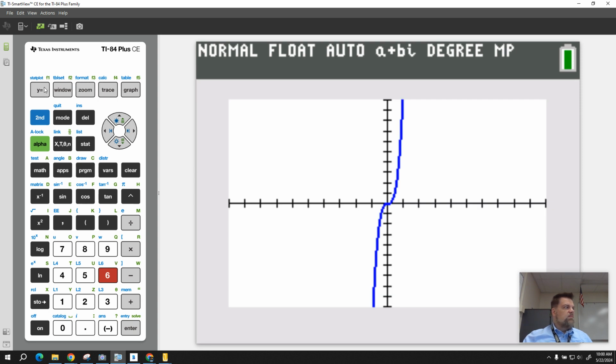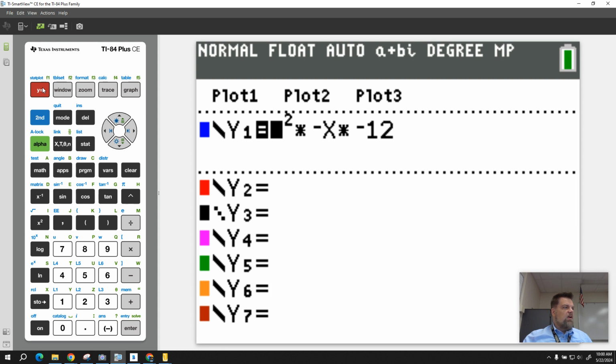But I think I entered that in wrong. Oh, I did. Why are these in here? That's weird. Oh, because I see why. It's minus. I hit the negative. That's why it's automatically inserting those in there. All right, there we go. Okay, now it'll work.